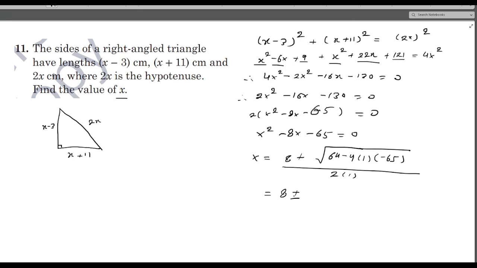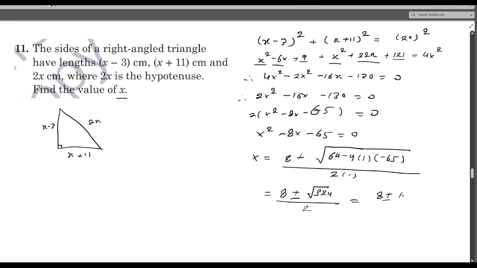No, sorry, 64 plus 4 times 65 is 324, and the square root of 324 is 18. So x is the square root of 324 divided by 2, which is 8 plus or minus 18 divided by 2. Therefore, your value of x is 8 plus 18, which is 26. 26 divided by 2 is 13, or your value of x is 8 minus 18, which is minus 10. Minus 10 divided by 2 is minus 5.